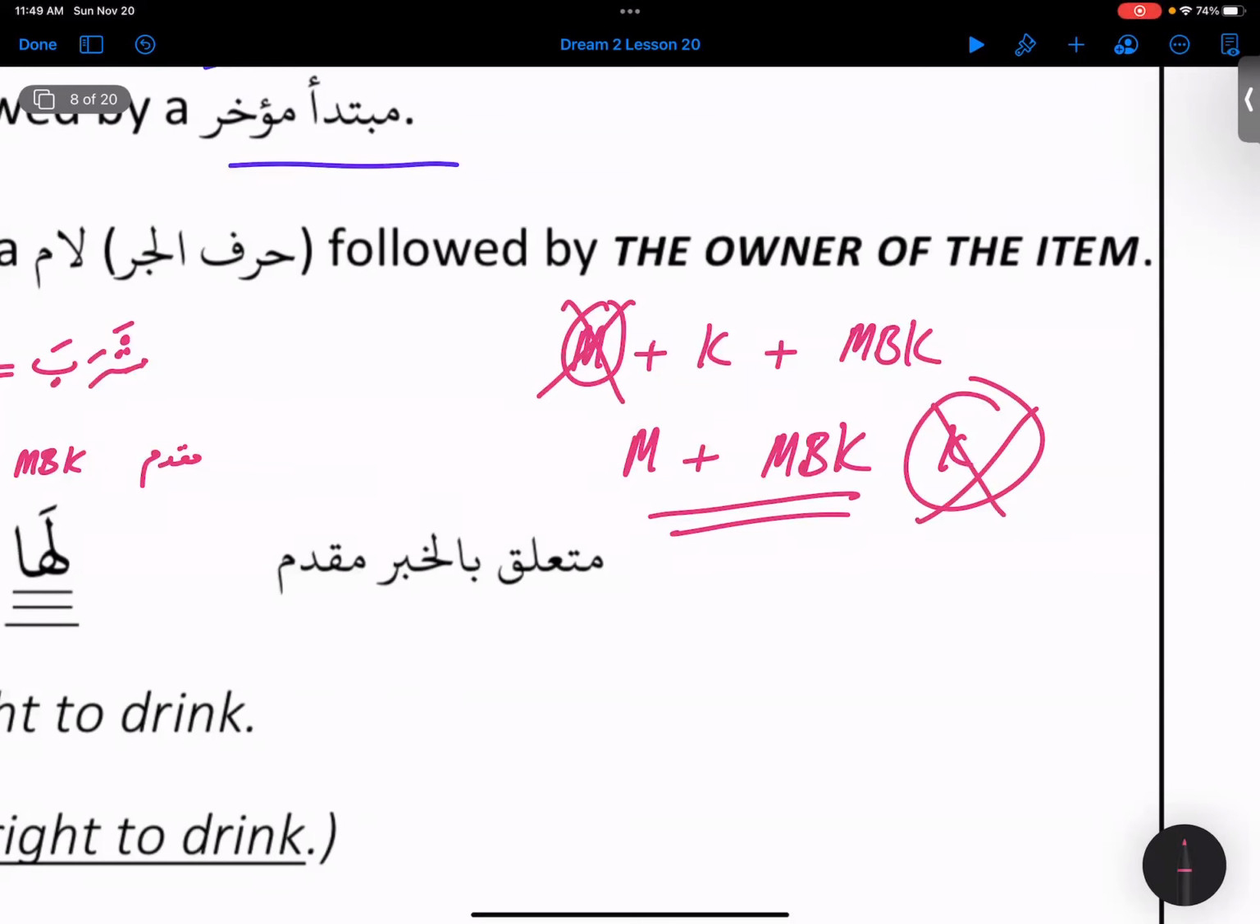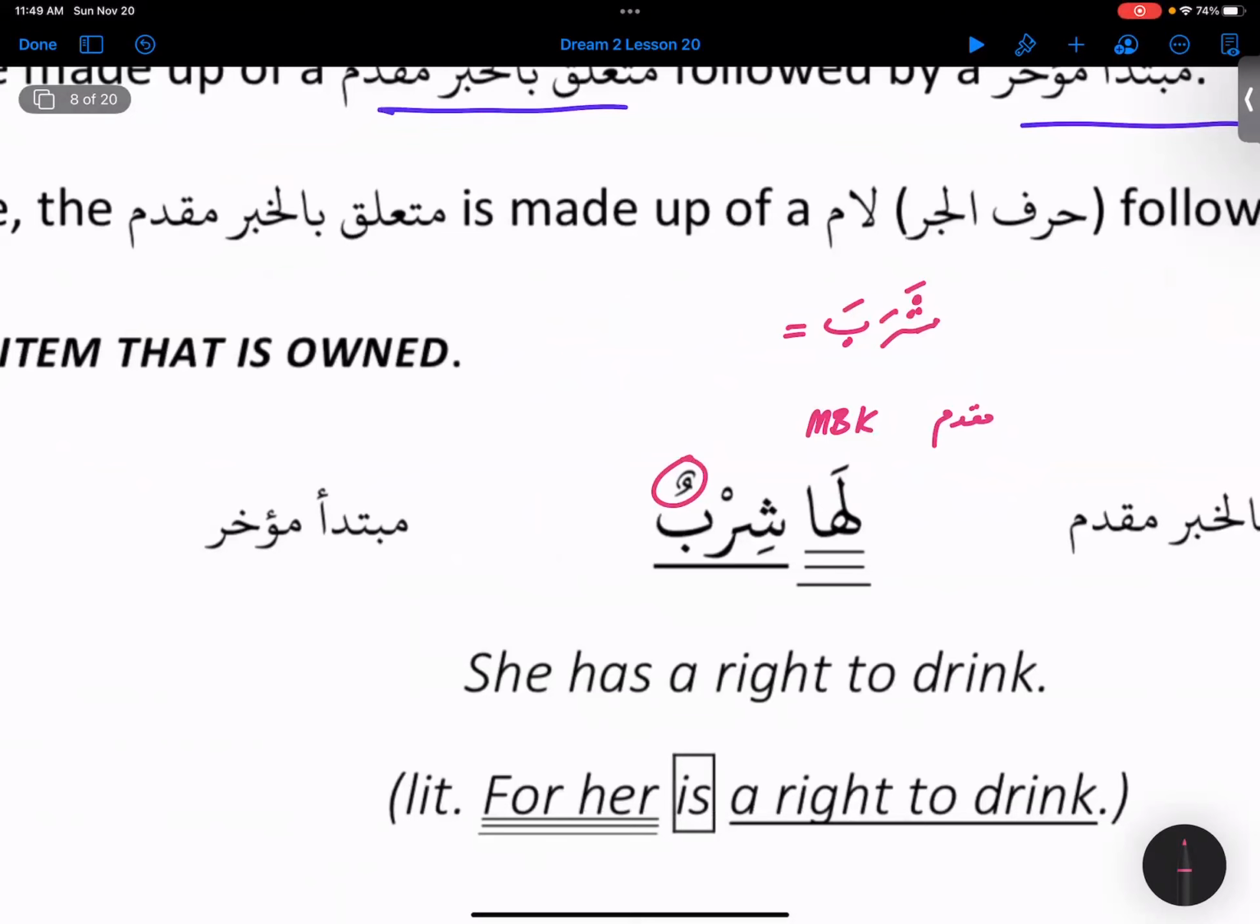So that's why now you're going to say Laha is MBK, and then this Shirbun. What is most important for us is Mubtada over here, not Khabar. So I'm going to say this Shirbun is my Mubtada. Otherwise, if I say this Shirbun is Khabar, then where is my Mubtada? I don't have Mubtada. This is not Jumla Ismiya then.